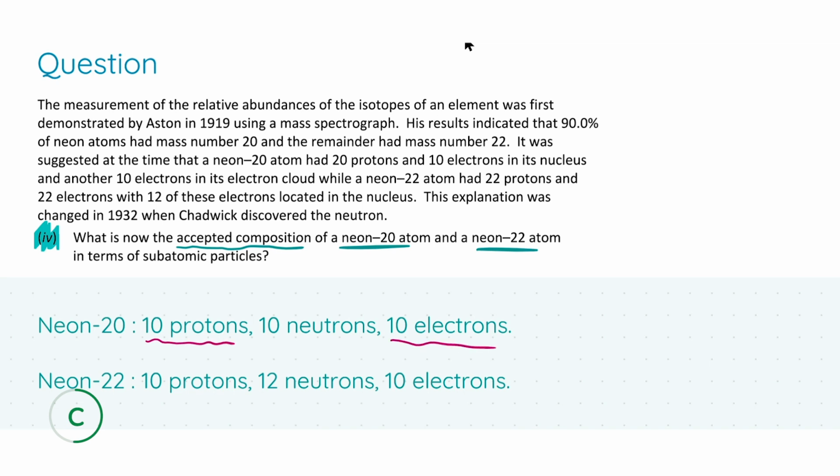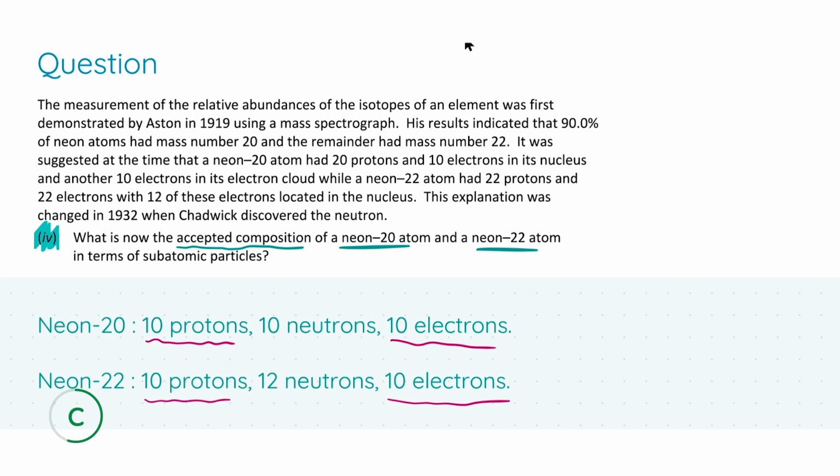If I looked up the periodic table and I found another atom with an atomic number of 7, that means that there'll be 7 protons present and 7 electrons. Similarly for neon 22, because neon is still number 10 on the periodic table, it's also going to have these 10 protons and 10 electrons. That's not going to change.